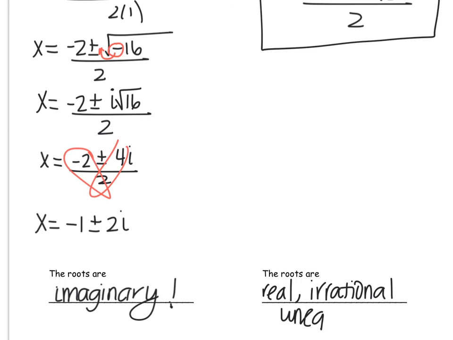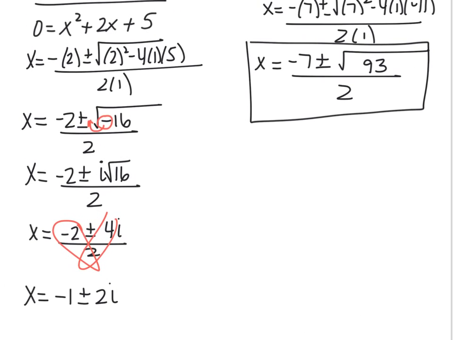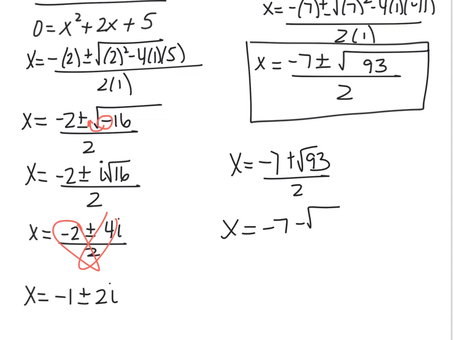And they're unequal. So if you even wanted to write them out, it would be x equals negative 7 plus rad 93 over 2, or x equals negative 7 minus rad 93 over 2. Alright, that's about it with the quadratic formula. Please make sure you star things that were difficult and ask us in class tomorrow. Thanks.